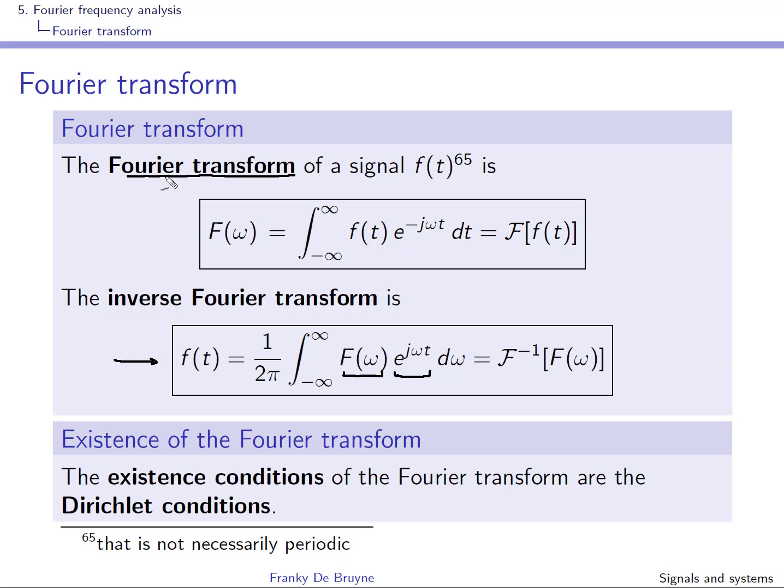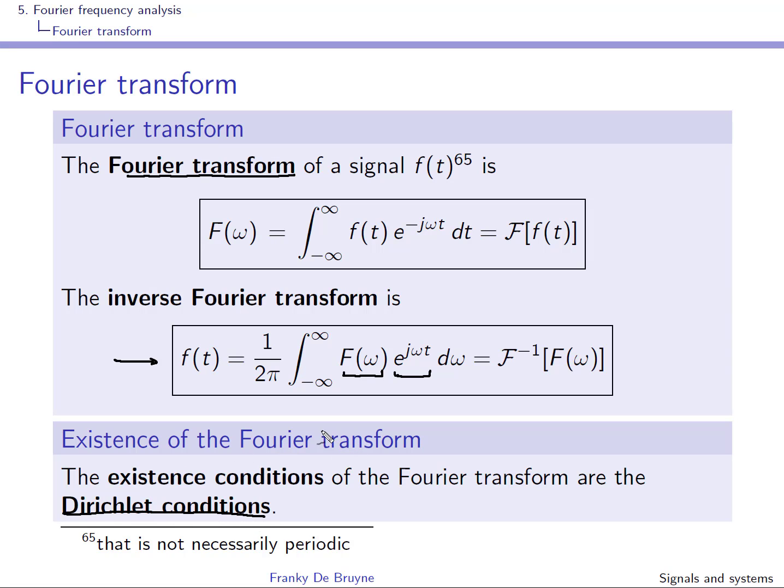Of course, there are conditions for the existence of the Fourier transform, and since we have used the Fourier series to find the Fourier transform, it's obvious that the conditions are the same, so they are the Dirichlet conditions.